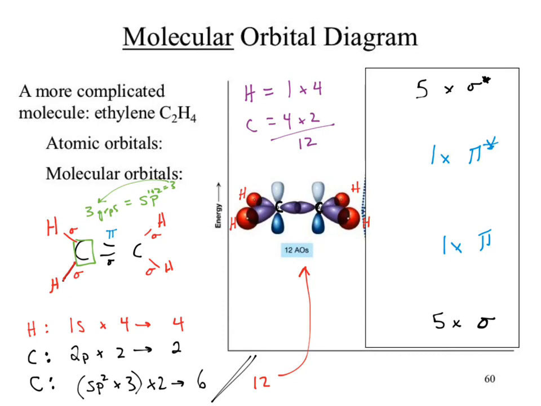Lowest energy. Lowest energy first. How many orbitals do I have for my sigma bonding? 5. How many electrons go in? 10 electrons. Is that all my electrons? No. Where does the next set of electrons go? Next lowest, which happens to be the pi bonding, and we get our 2 electrons there. How many electrons are in the anti-bonding? 0. None. Okay.